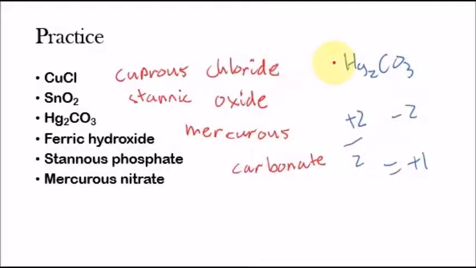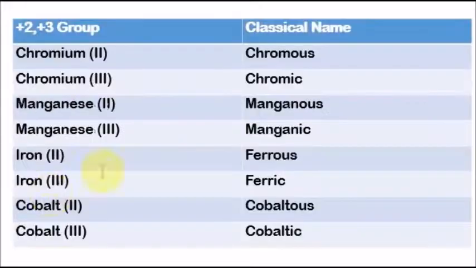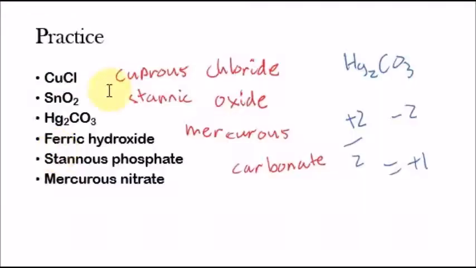Now we've discussed this. Now let's go backwards, okay? We have the classical name for the ion. Now let's figure out what the actual chemical formula is. So here we have ferric hydroxide. Ferric means we have iron(III), or just Fe3+. So we have iron with a +3 charge, and then we have hydroxide, which has a -1 charge.